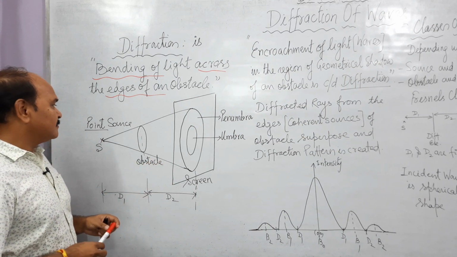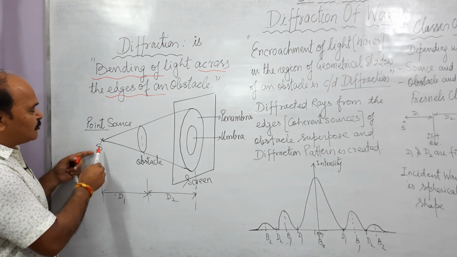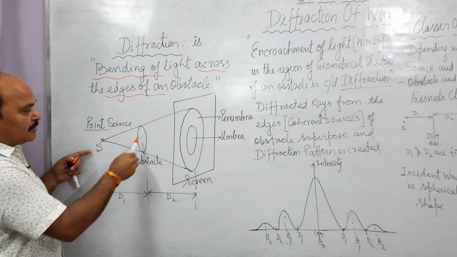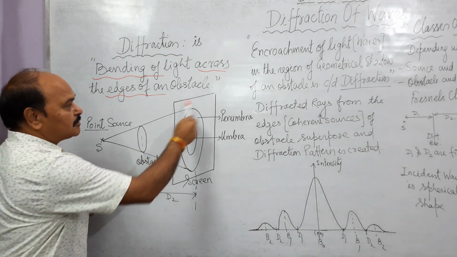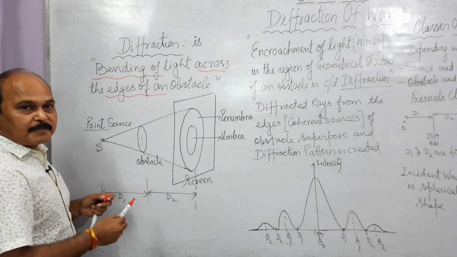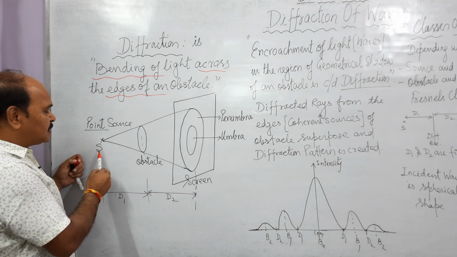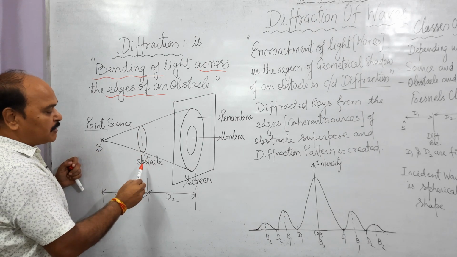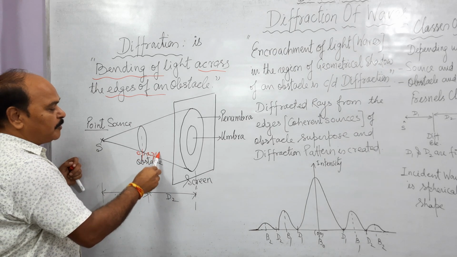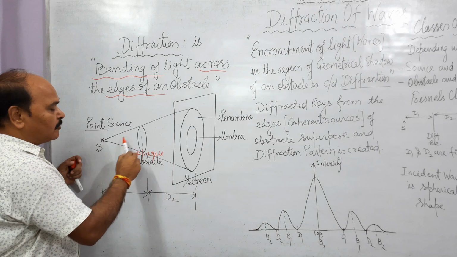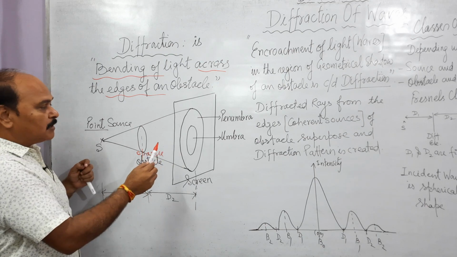your junior classes. Well, we have a point source. This is an obstacle, an opaque obstacle, and this is the screen. The light from this point source is falling over this opaque obstacle. Remember, this is opaque. Falling over this opaque obstacle, light cannot move through this obstacle.